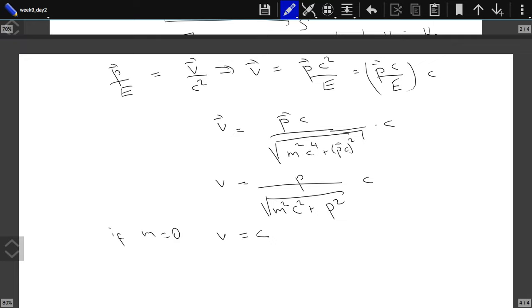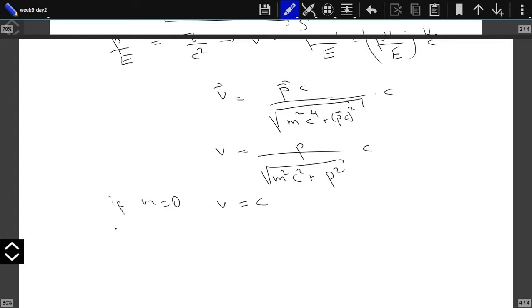Another limit is if m is not equal to 0. You see, this quantity is always larger than p squared, and hence its square root is always larger than p. P divided by some number that is larger than p is always less than 1, and hence the speed is always less than c. So in this sense, it doesn't make sense to ask about massive particles that are moving at the speed of light. Or it also doesn't make sense to ask what happens if a particle moves faster than the speed of light.